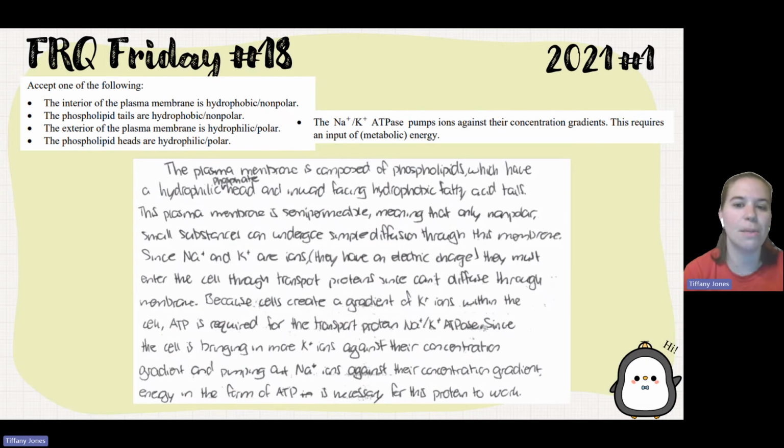So student says plasma membrane is composed of phospholipids, which have a hydrophilic phosphate head and inward-facing hydrophobic fatty acid tails. But the plasma membrane is semi-permeable, meaning that only nonpolar small substances undergo simple diffusion through this membrane. Since sodium potassium ions have an electric charge, they must enter the cell through transport proteins since they can't diffuse through the membrane. Because cells create a gradient of potassium ions within the cell, ATP is required to transport sodium potassium across the pump. Since the cell is bringing in more potassium ions against their concentration gradient and pumping sodium against their concentration gradient, energy in the form of ATP is necessary for this protein to work.